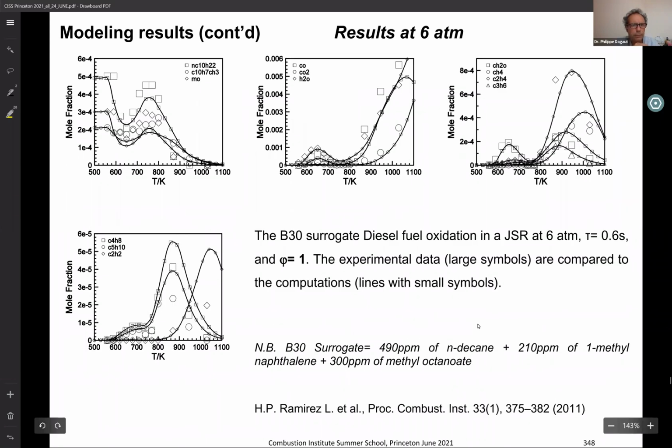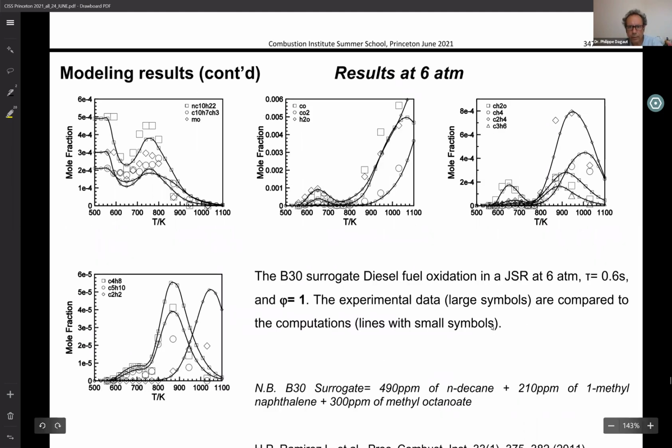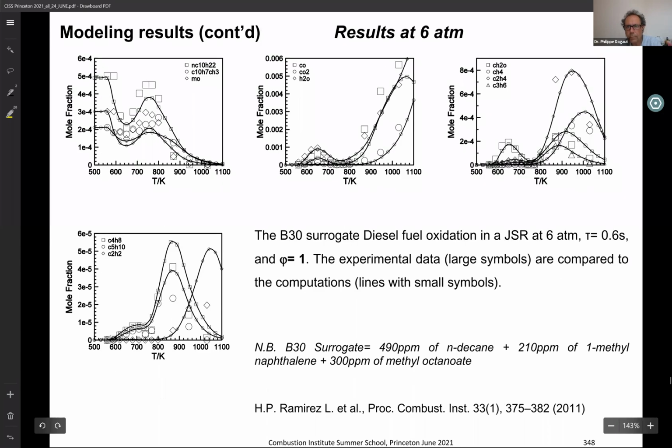These are other conditions. So before we were at 6 atmospheres and fuel lean. Now we are in stoichiometric conditions, and so these are the three fuel components. Some discrepancies here at the end of the negative temperature coefficient, but regarding the formation of water, of CO2, and even CO, it's pretty good. Same thing for formaldehyde, and even here for ethylene, it's not bad at all. For propylene, and where is methane? Here for methane.